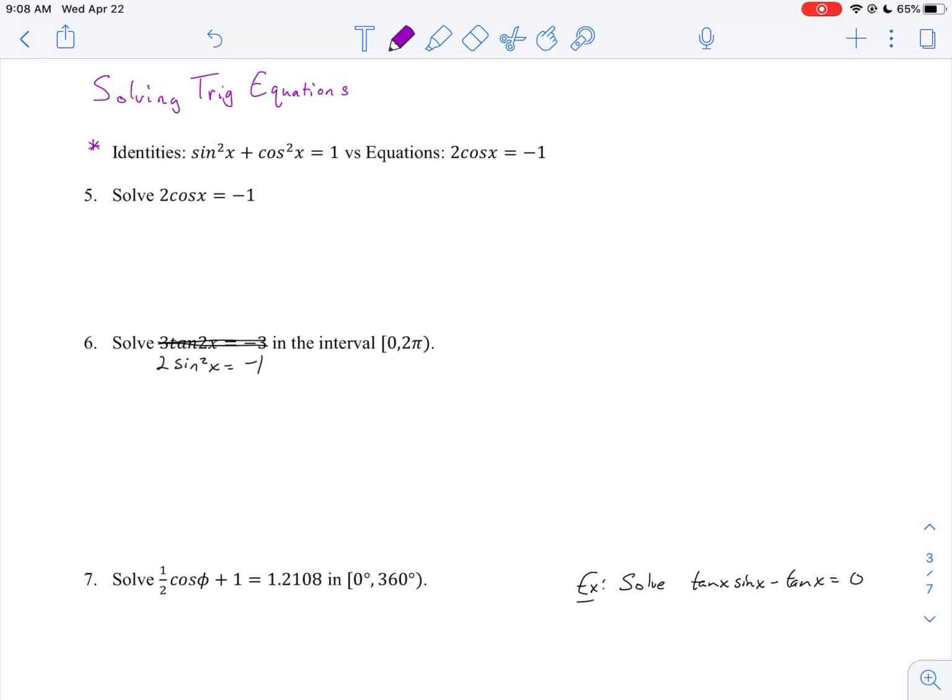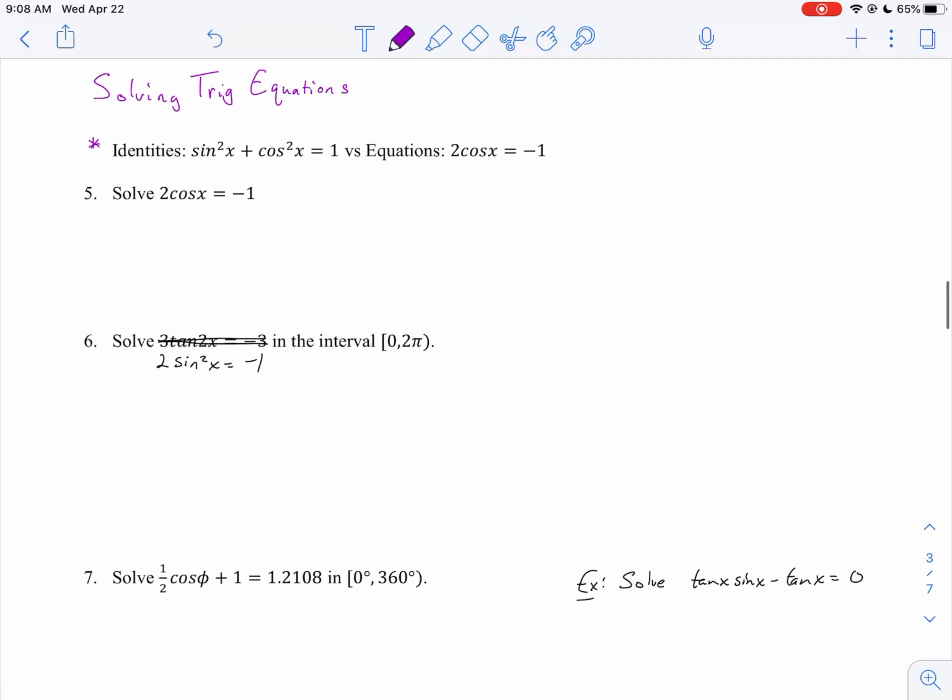In this video we're going to take a look at some more solving trig equations, and pretty much we're just going to walk through some examples. Before I get started, I want to take a quick look and highlight the difference between an identity versus an equation. They look somewhat similar at first, okay?